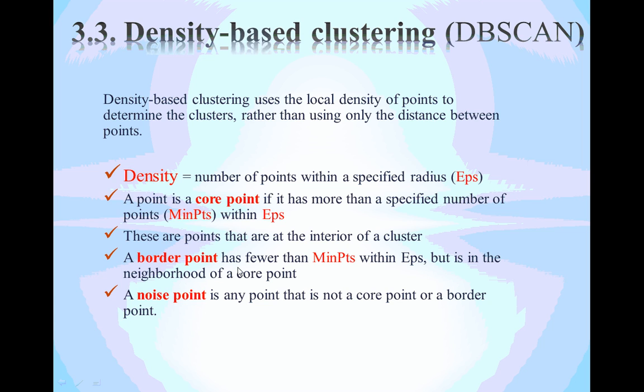A border point has fewer than this number, but it is inside the neighborhood of a core point. And a noise point is neither of these.